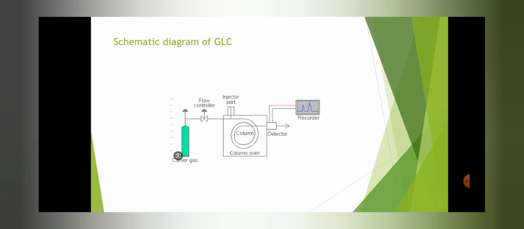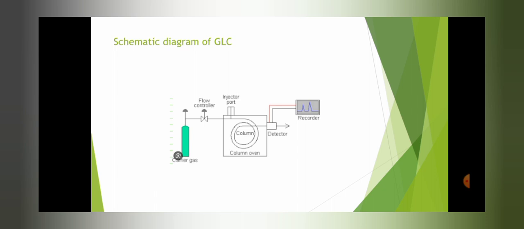We have the flow controller, which controls the flow of the carrier gas. We have the injector port where the sample is injected. We have the column, and we have three types of column: the packed column, the open tubular column, and the support coated tubular column. But the packed column is most preferred.